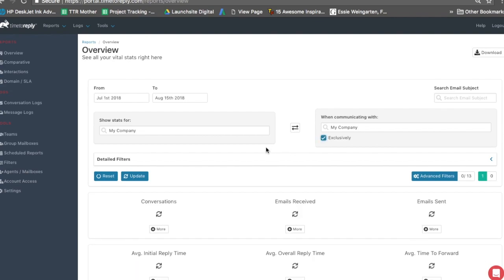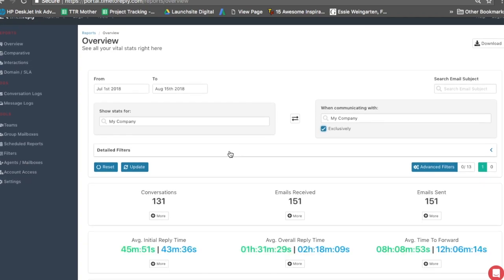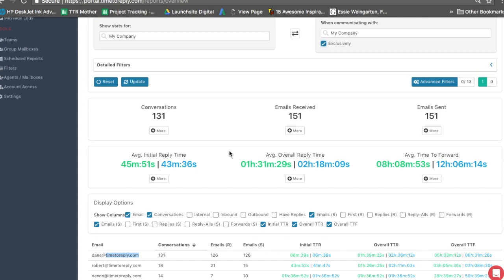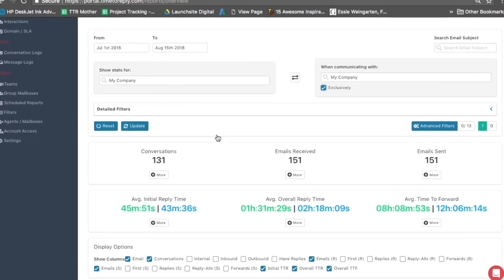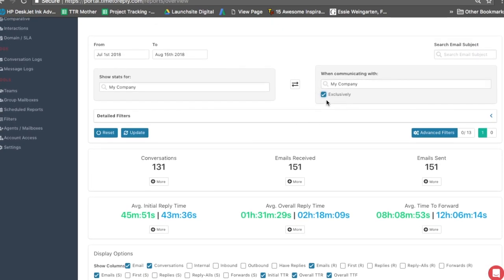And if you click exclusively, that takes out any conversations where you had two or more of your employees in the conversation, as well as some external parties. So you can see how that completely changes the statistics. When we are just communicating internally, the team is responding very quickly to one another. So that's what the exclusively button does.